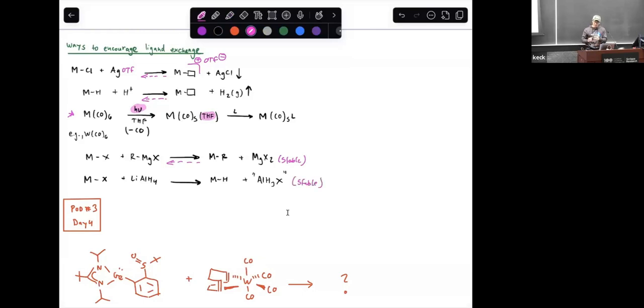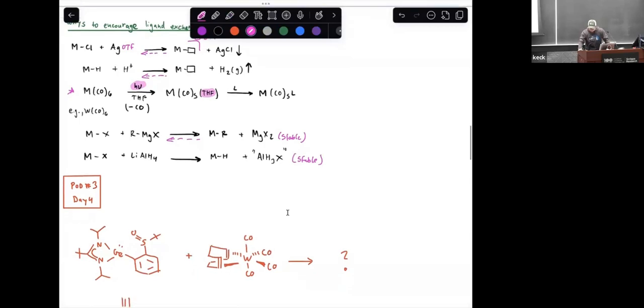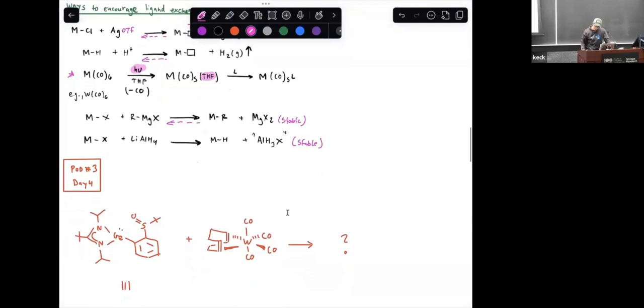And then likewise, that exact same conceptual framework can also be used to transmetallate on hydride ligands, with corresponding aluminum salt, boron salt, silicon salt, etc. Okay, any questions on that?